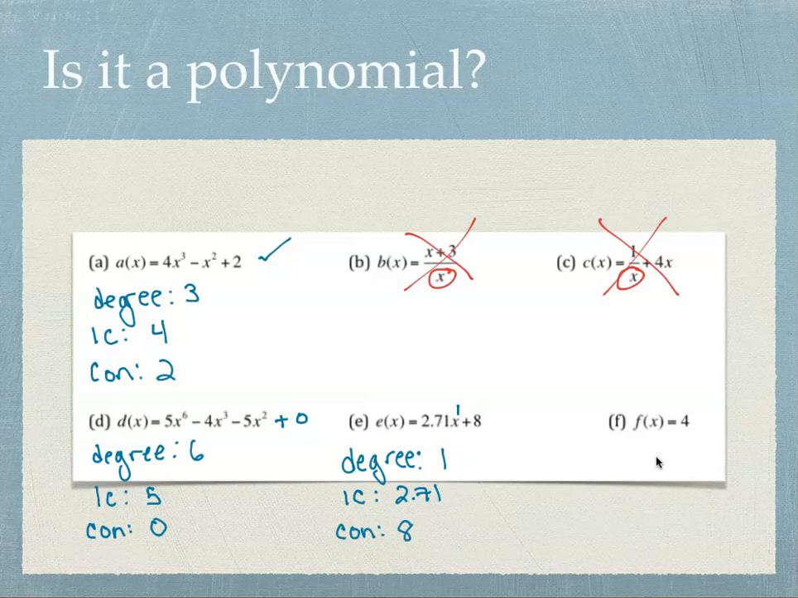This last case, case F, is a special case polynomial. This is called a constant polynomial. All right, the degree of this is actually 0. You see no x's. All right, remember that anything raised to the power of 0 is equal to 1. So if I say 4x to the 0, I could also call that 4 times 1. All right, so this is a degree of 0. The leading coefficient is 4, and the constant term is also 4.